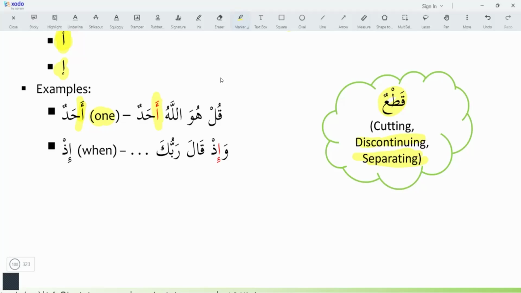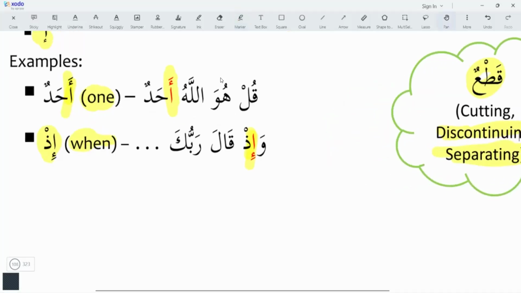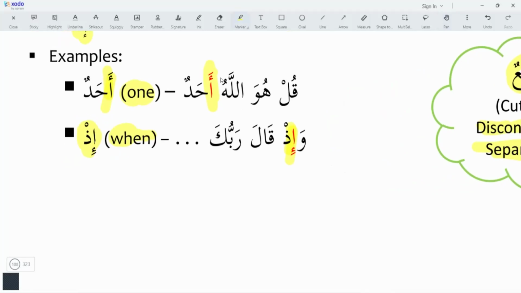Qul huwa Allahu ahad. So this is Hamzatul Qat'i. We cannot skip this one. Same like the idh, which means when. Wa idh qala rabbuka. Before this Hamza, there is a waw, but because it is Hamzatul Qat'i, we must read this one. Wa idh qala rabbuka. And this is the right way to pronounce Hamzatul Qat'i.